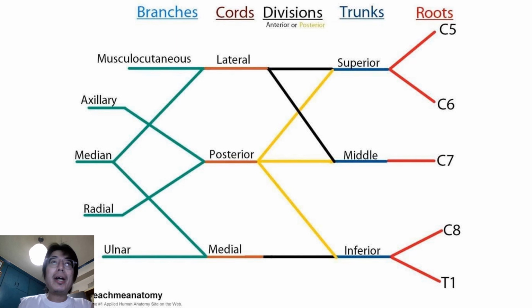We remember that there is actually more than what is mentioned here in the schema. Specifically, the lateral cord gives off two branches. The posterior cord has the most branches, five, and the medial cord has four branches. That's it for the brachial plexus. We simultaneously looked at it from a simplified point of view and a detailed manner as well.